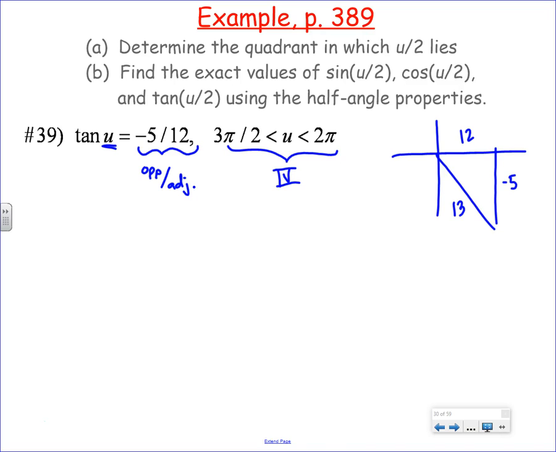Be careful. If it was in a different quadrant, the 12 might have been negative and the 5 might have been positive, making the whole thing negative. I had to make sure that my opposite was the negative one, which is true in the fourth quadrant. The adjacent was the positive, which is true. But if I was in like the second quadrant, the signs would have been switched.